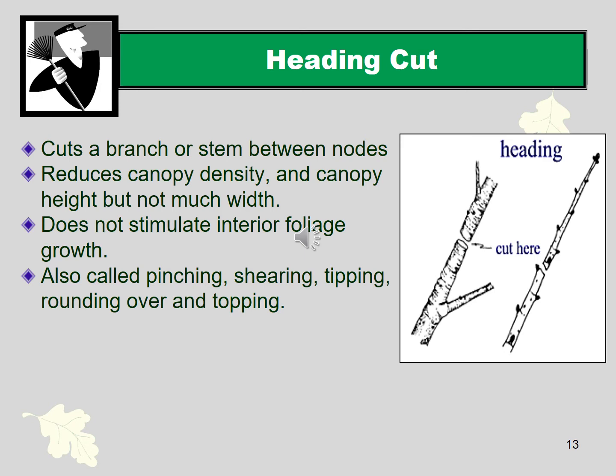A heading cut is where you cut a branch off, but you cut at the internode, so in between the 2 lateral branches, and it doesn't cut it all the way back to the next lateral branch, as the reduction cut did. This reduces the canopy density, but also the height, but it won't reduce the width too much. It does not stimulate interior foliage growth, as some other cuts can. This is also called pinching, shearing, tipping, rounding over, or topping.